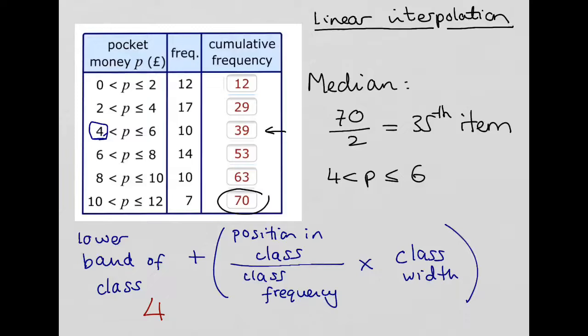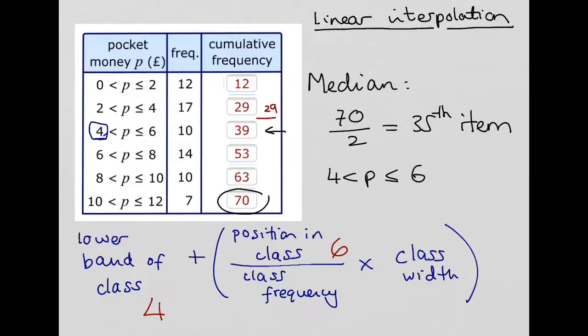Position in class. Well, if we look here, this class ends at 29. That means the 35th item is going to be 6 into that class. So this one starts at 29. The 35th item is 6 on from 29.